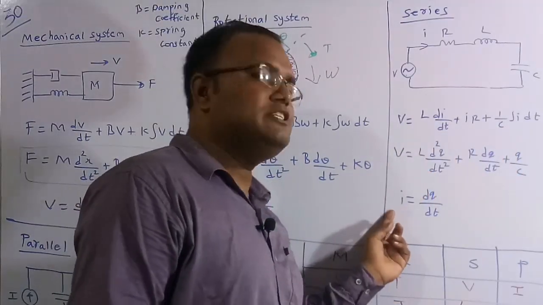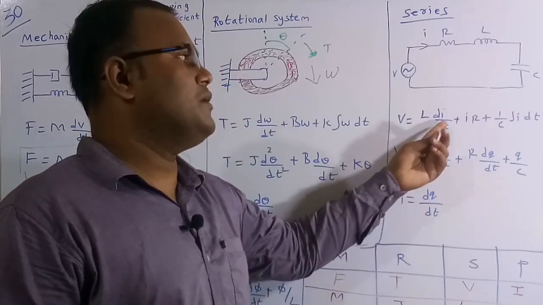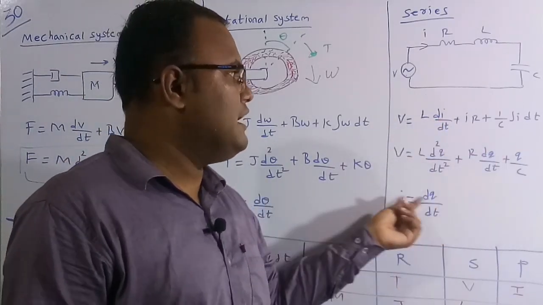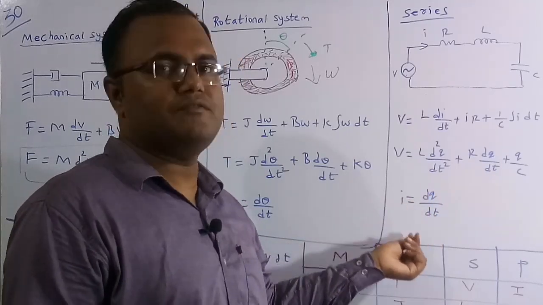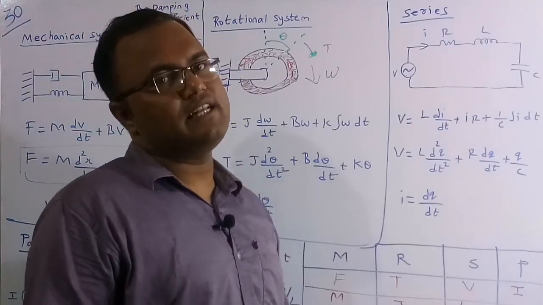Here current is equal to the rate of change of charge. Therefore I is equal to dq by dt. In place of I, substitute dq by dt. So we are going to get it like this. If current is the differentiation of the charge, then charge will be the integration of current. So here, Q by C. This is the net voltage equation for a series RLC circuit.